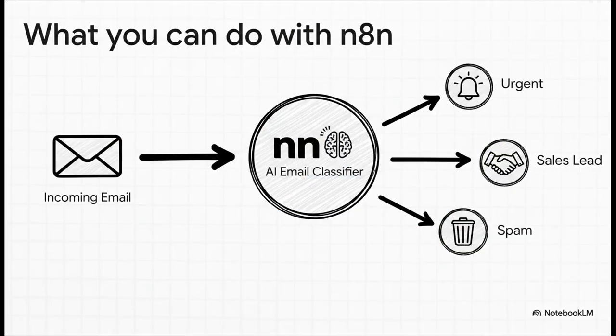And the possibilities here are just massive. You could, for example, build a workflow that automatically reads every incoming email, uses your AI agent to figure out if it's urgent, a sales lead, or just spam, and then sends it to the right person or system, all happening instantly, completely in the background.